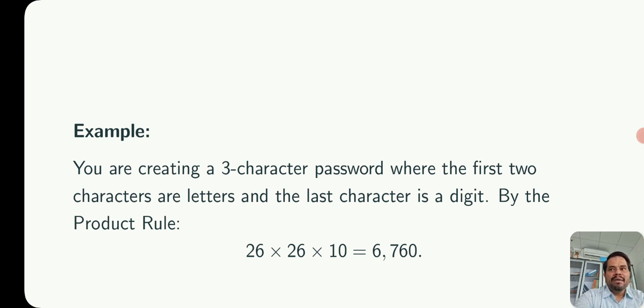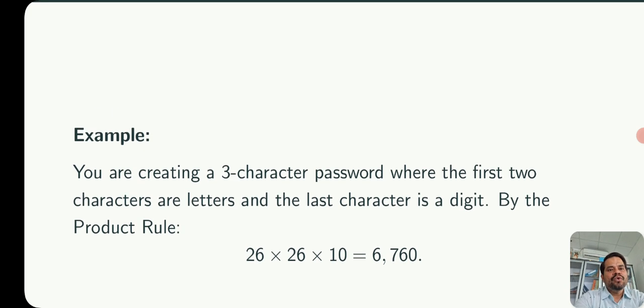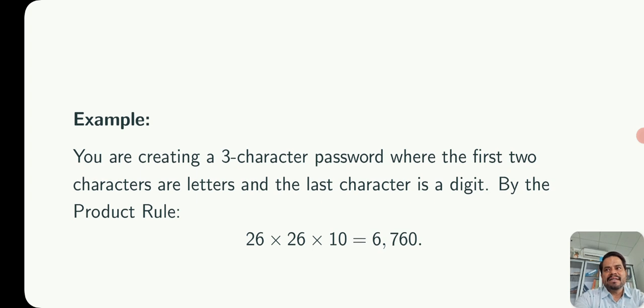So the total number of possible passwords is given by the following. There are 26 letters, and you have to take 2 characters at a time. That's why it is 26 into 26. And then there are the 10 digits, 0 to 9. So you multiply 26 into 26 into 10. This gives 6760 ways, or possible passwords.